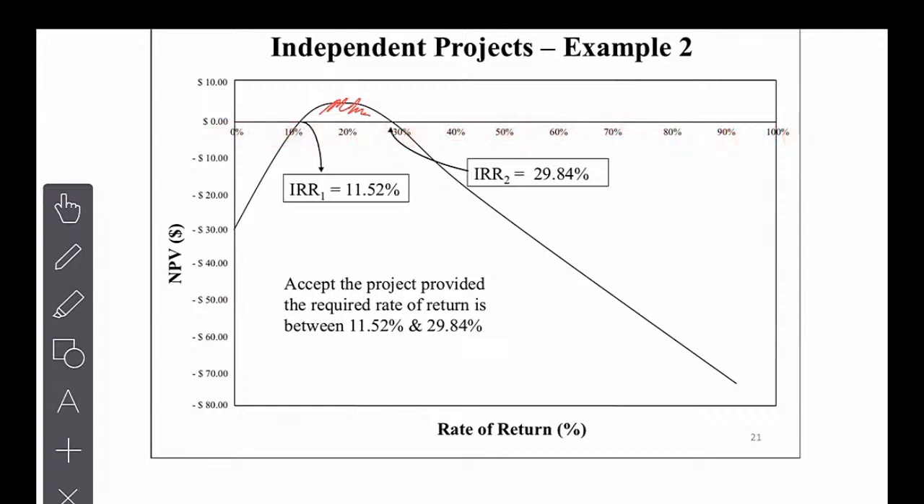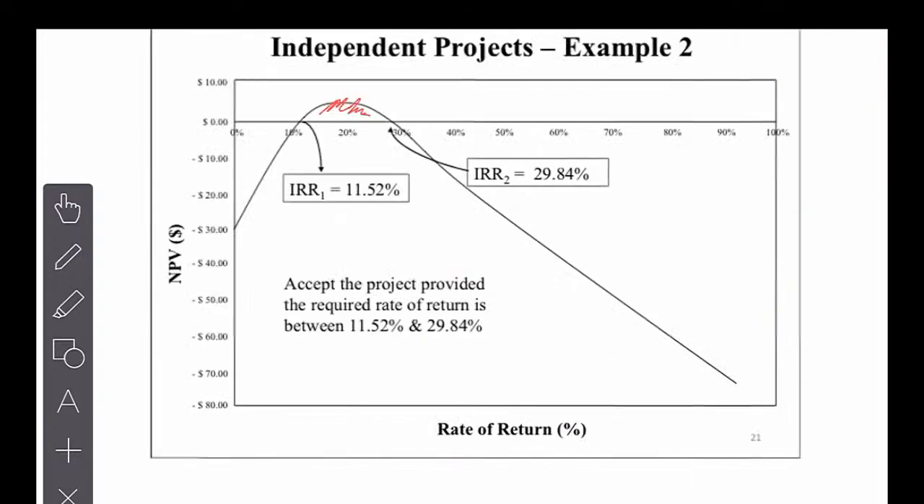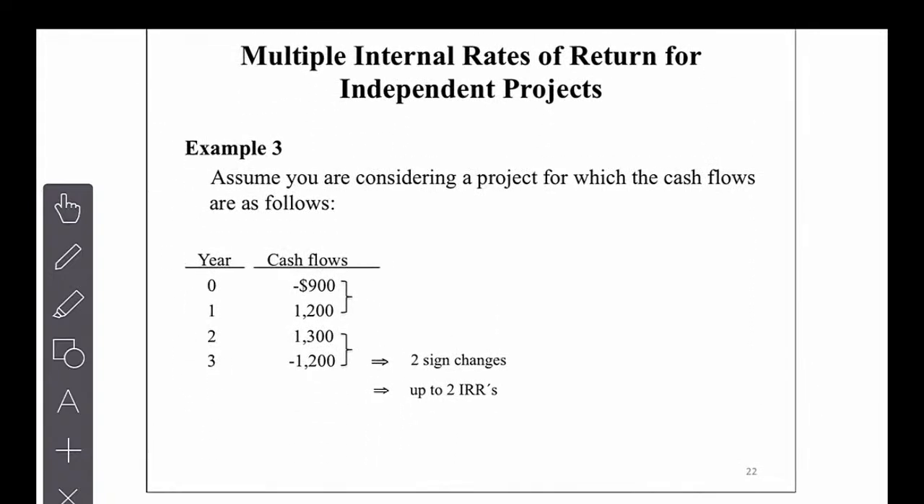All right, so remember we talked about investment and financing projects. That is not the language we're using now, okay? All we're doing is creating the NPV profile and looking for the region where it's a positive NPV. So here's another set of returns. Here's another story. So this is known as multiple internal rates of return for independent projects.